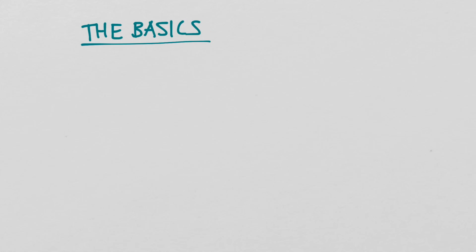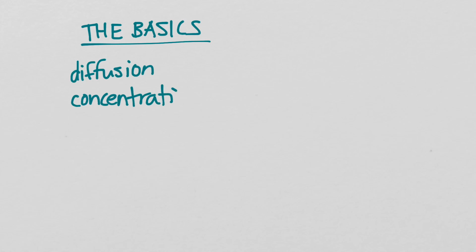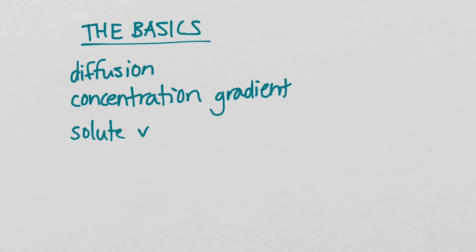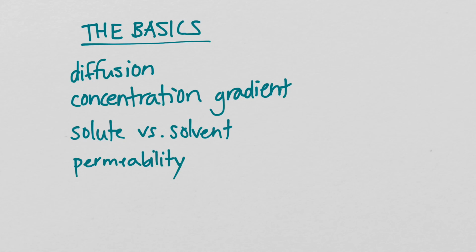So we've covered a bunch of basics. We started talking about diffusion. We talked about how that is related to a concentration gradient. We talked about solute and the difference between that and a solvent. And then we finished up by talking about permeability. So those are the basic things that you need to keep in mind as we go on to talk about equilibrium and osmosis and different types of solutions that can exist in the next screencast.